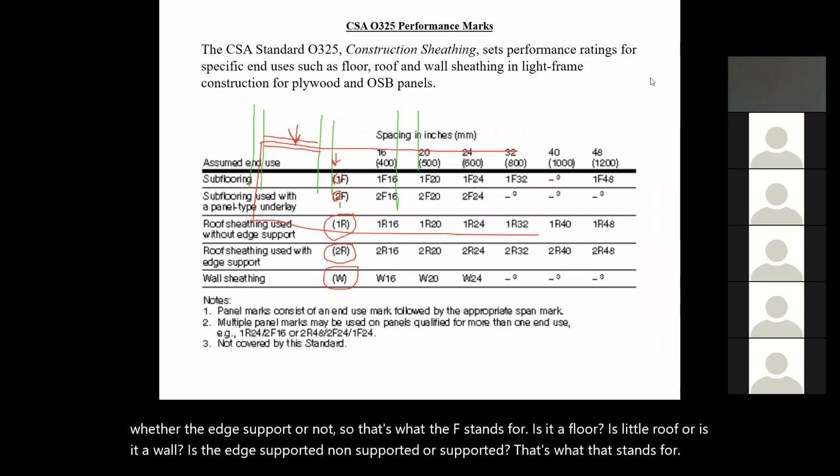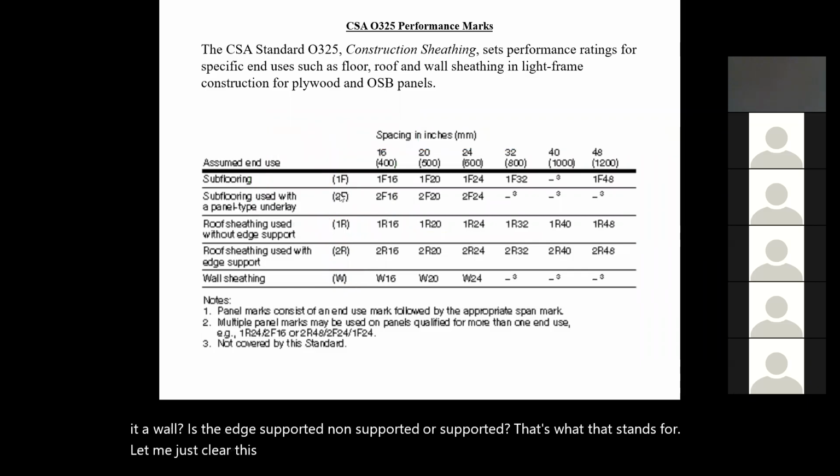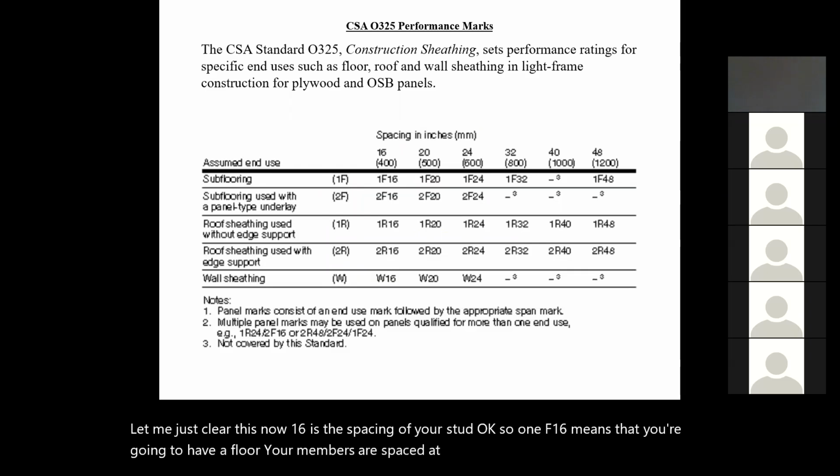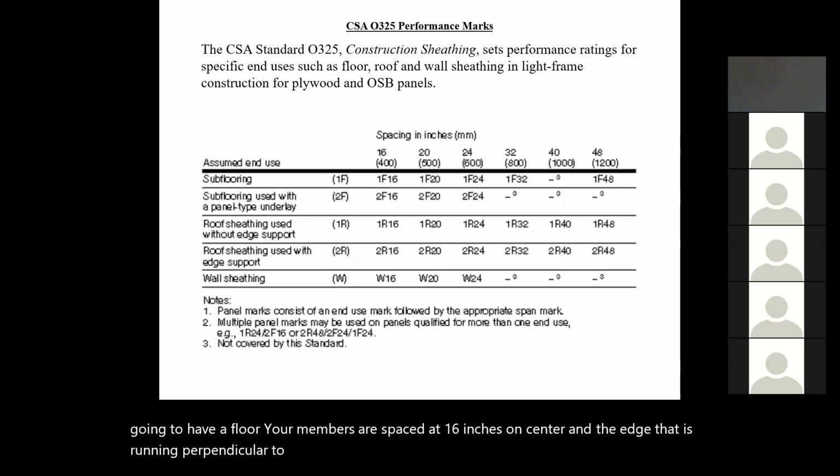Let me just clear this. Now, 16 is the spacing of your stud. So 1F16 means that you're going to have a floor, your members are spaced at 16 inches on center, and the edge that is running perpendicular to your joist is non-supported. Of course, this is 20, this is the 19.2. This is the 24. So the one unsupported floor spaced at 24 inches.